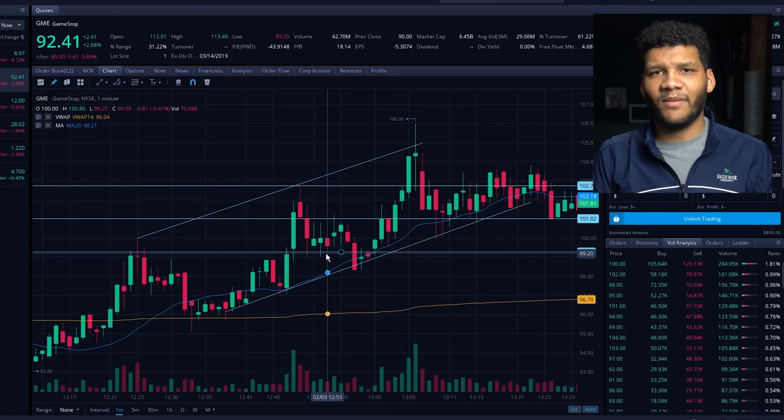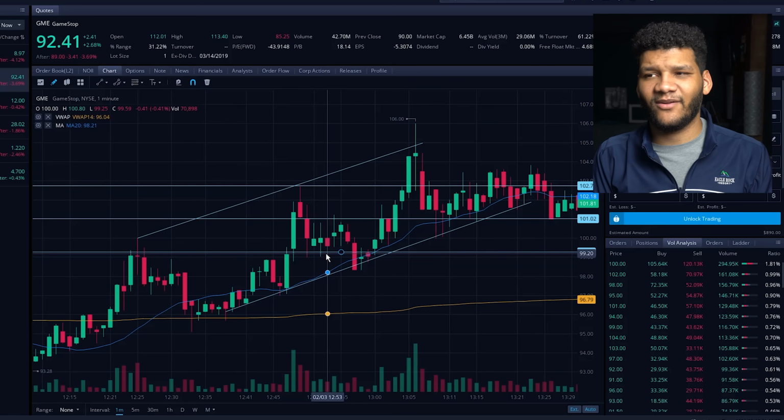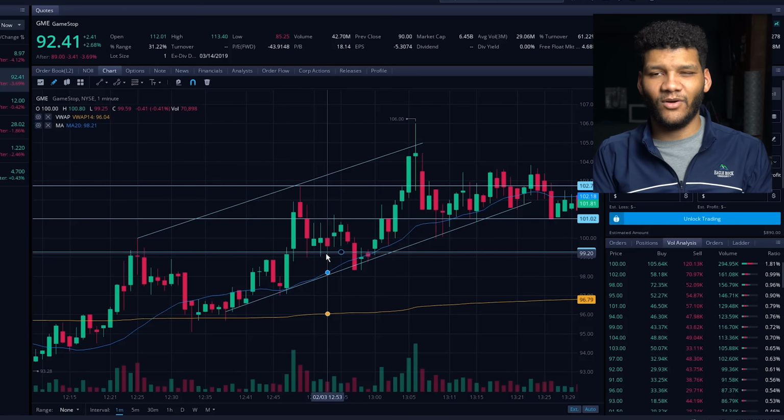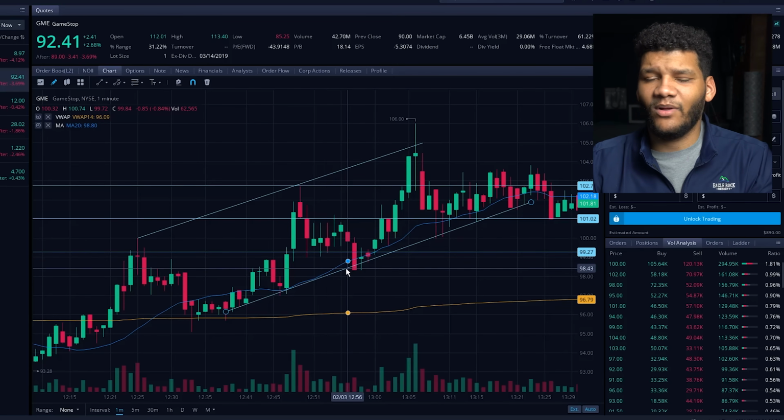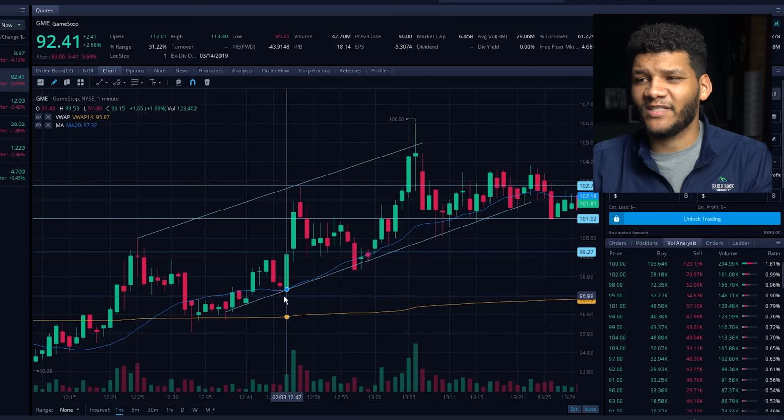So this is my method. I like to go with stocks that are volatile, but also move a little bit slower so I can capture them. I don't have to use hotkeys and things like that. But hopefully that explained the bounce back method for you guys, how I use it and how I find success with it. But like I said, it's very simple. A lot of people use it. Hopefully you can find some success using it.